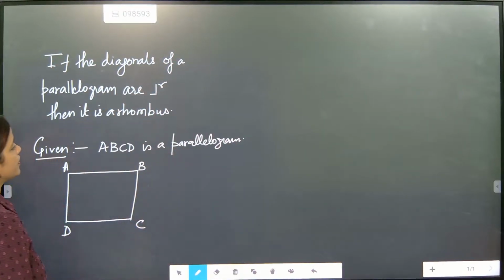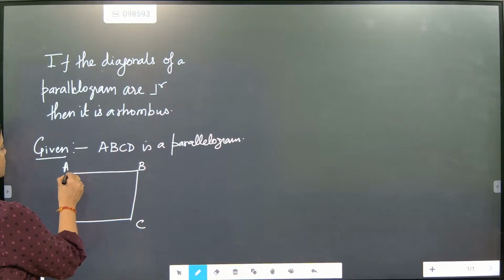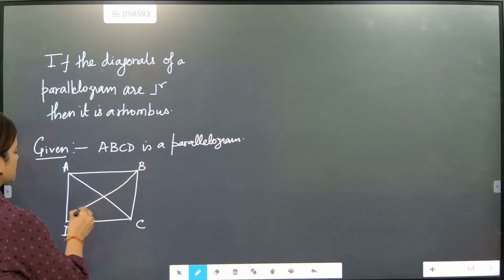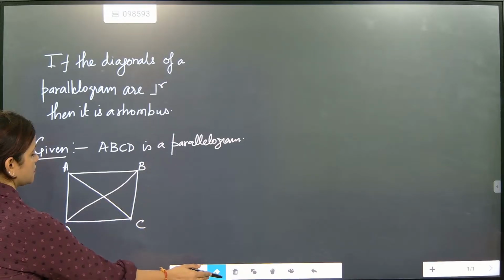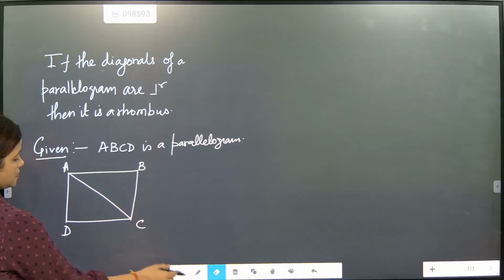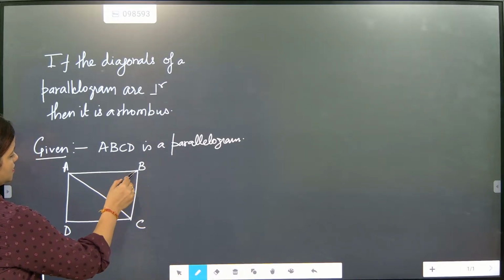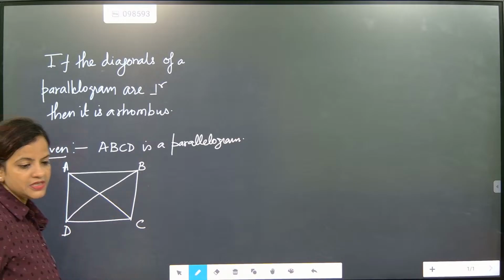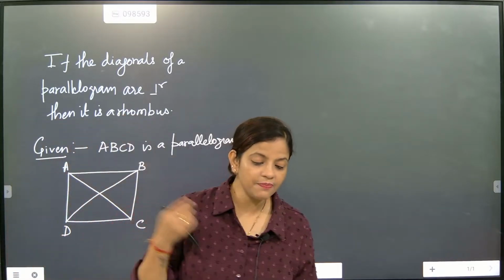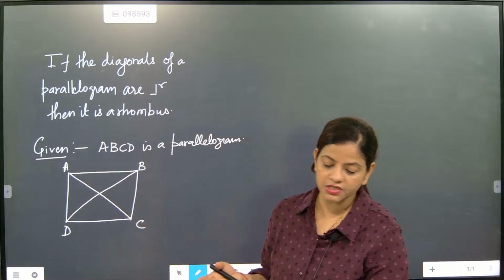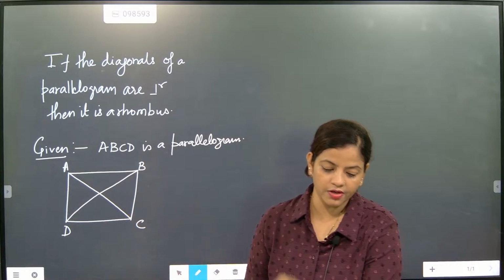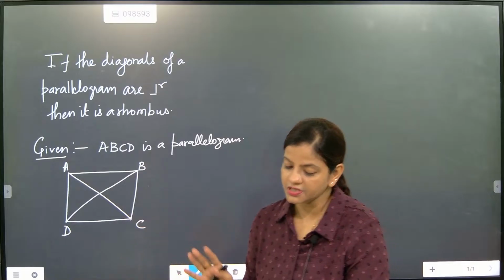So now check this one out. ABCD is a parallelogram. If ABCD is a parallelogram, beta, it means its opposite sides will be equal and parallel. That is one thing we can use here. So what is given is that ABCD is a parallelogram.